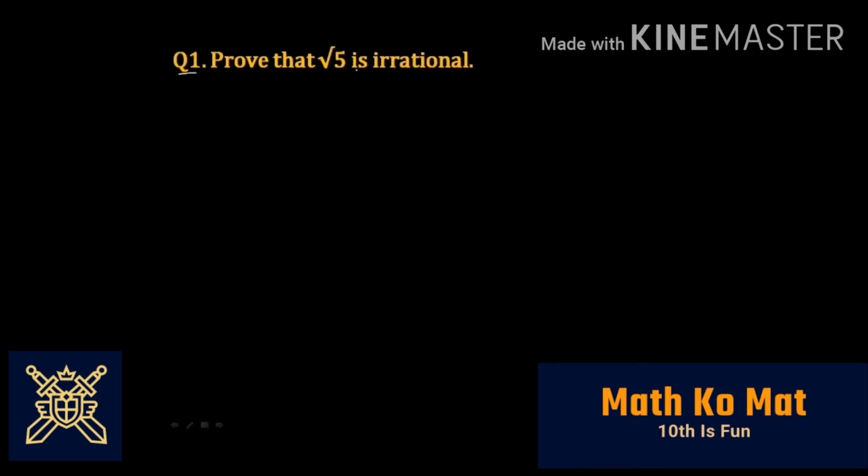When you see such a question where you have to prove something irrational, the first thing you are going to do is assume the opposite of the thing given. If you have to prove that it is irrational, just assume that it is rational. So let root 5 be a rational number.